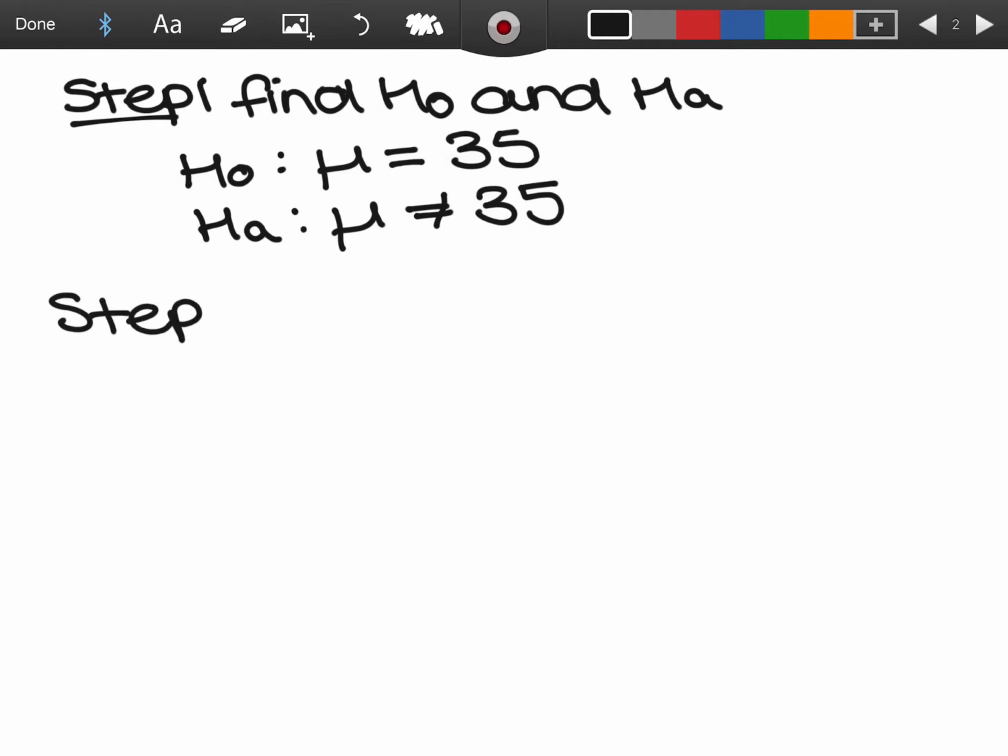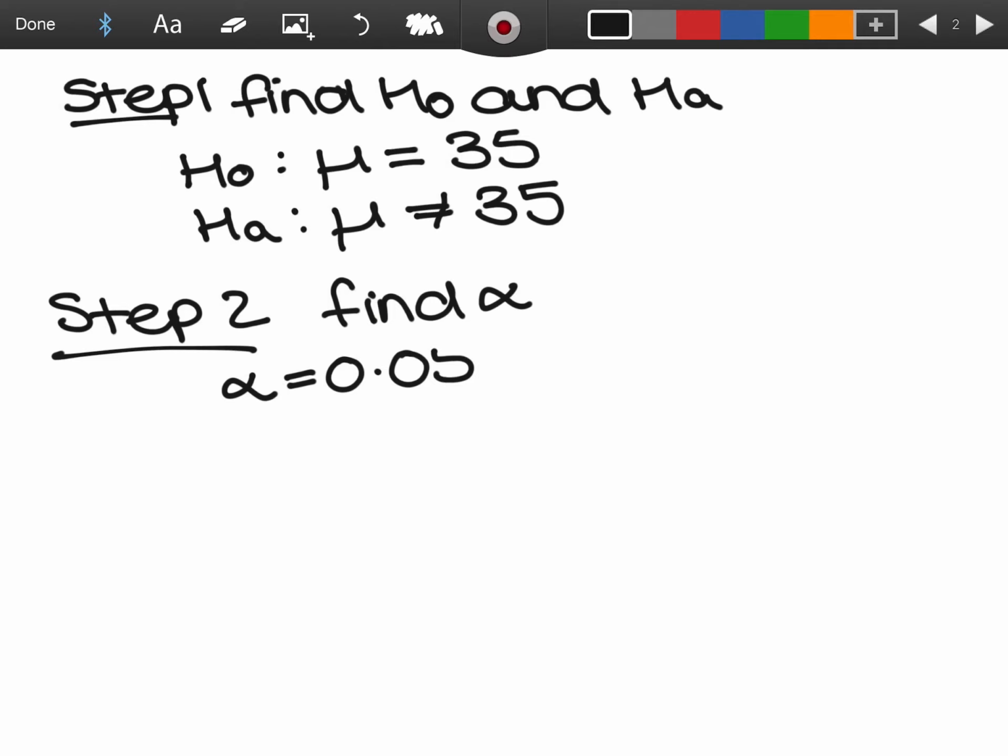The next step, that was step 1. Step 2 is just to find the significance level. And that is always given in the problem. So find the significance level alpha. And in this case, they want to conduct the test at the 0.05 level. So alpha is 0.05. That means that we want to reject our null hypothesis 5% of the time. The other 95%, we want to accept that null hypothesis for what it is.